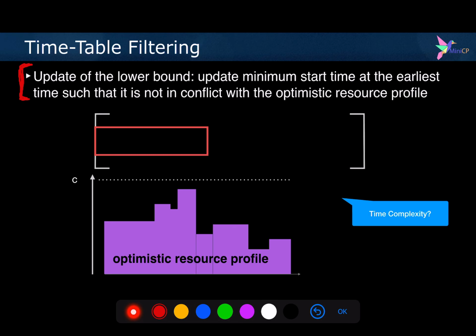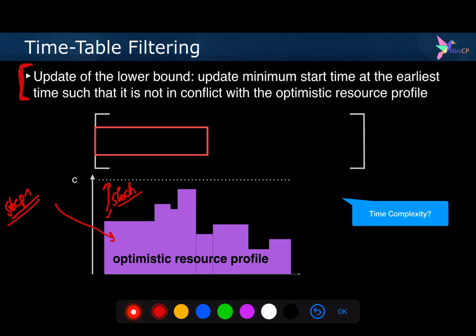So first, step one, I compute the optimistic resource profile based on the mandatory parts. This is step one of the filtering. Once I have this, I take each activity and I compare it to the resource profile. So I take this activity. You see that I have a bit of slack. This is what we call a slack here. It means some space above the optimistic resource profile. And clearly, I cannot start the activity there. I cannot start it here.